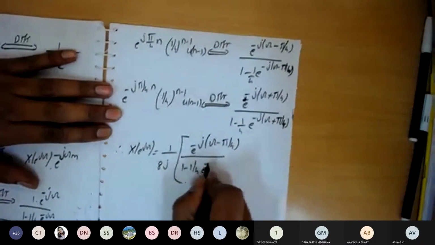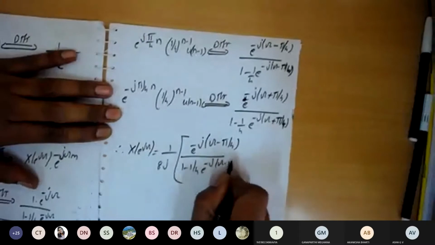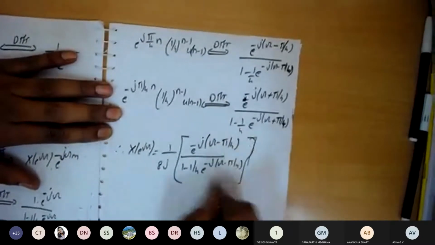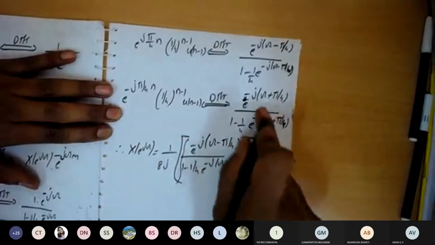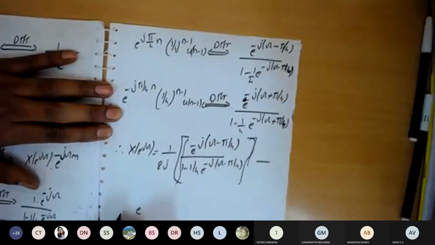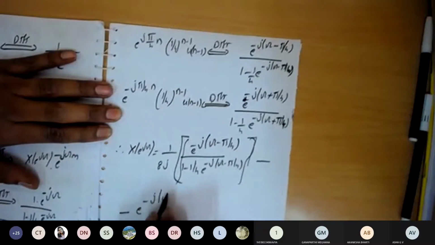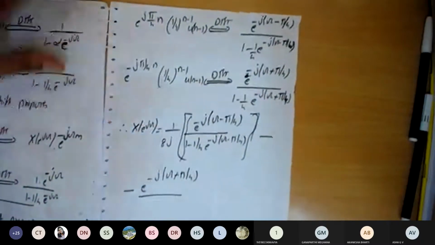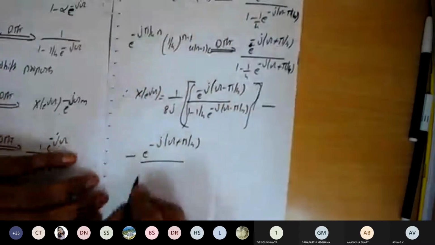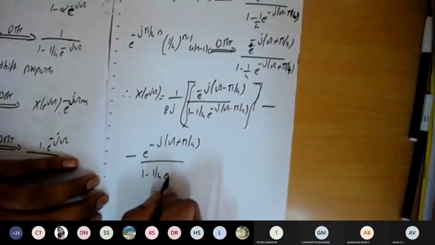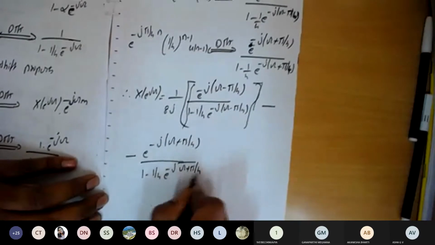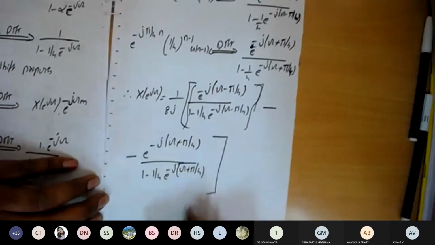by 4 into e to the power of minus j omega minus pi by 4. Okay. So this minus these terms. I'm going to write minus here. e to the power of minus j omega plus pi by 4 divided by 1 minus 1 by 4 into e to the power of minus j omega plus pi by 4.